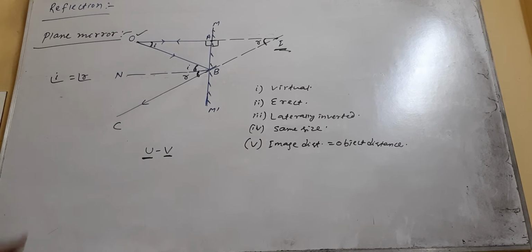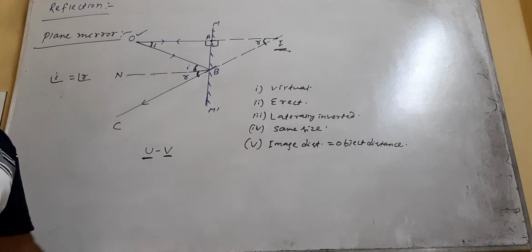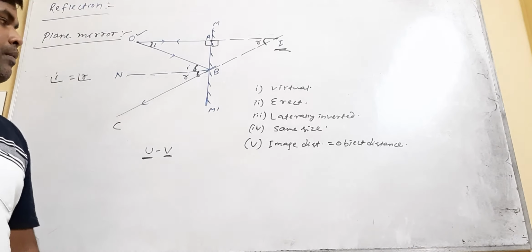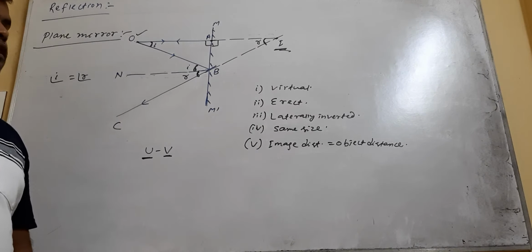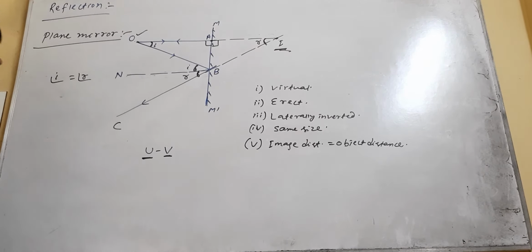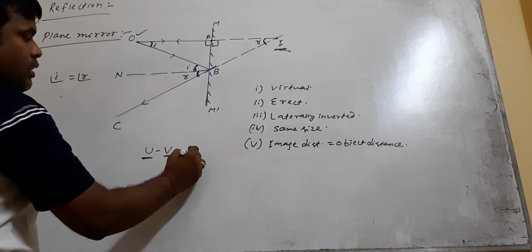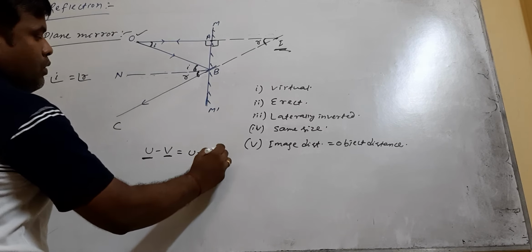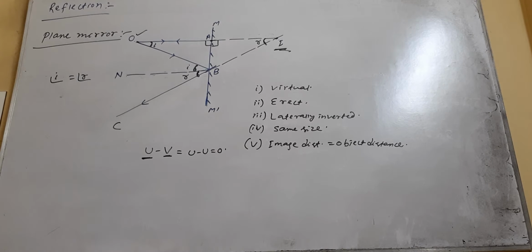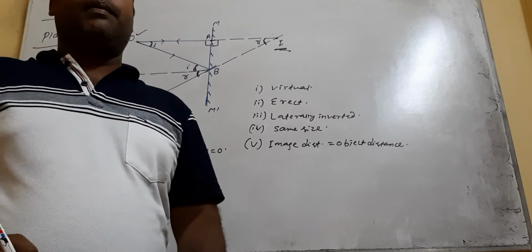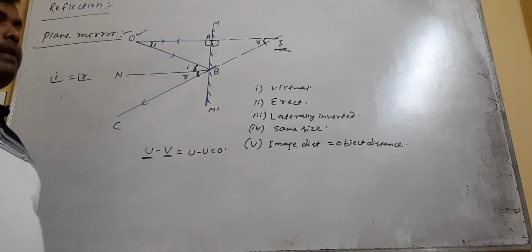That means in a plane mirror, if you are moving parallel to the plane mirror with velocity 10 meter per second, that means your image has the velocity 10 meter per second, because object distance is equal to image distance. So here, as the velocities are equal, it is u minus u, that is 0. So you remember, when you move parallel to the plane mirror, then your relative velocity with respect to your image is 0.